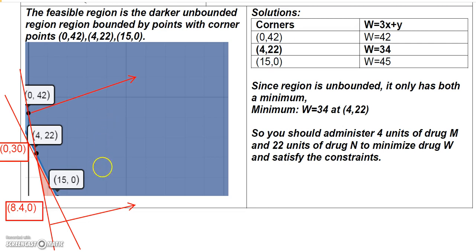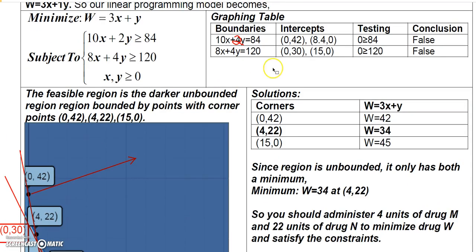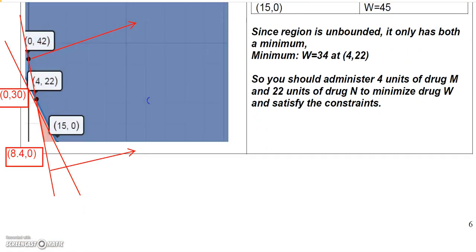So you would shade that side of that line. And then the other one actually goes through 0, 30, and 15, 0. So 0, 30 is like right here, and then 15, 0 is right here. So you see I drew the line through those points right there. And then, of course, if I test, I'll get a false statement again. So I'll have to shade this side of that line.